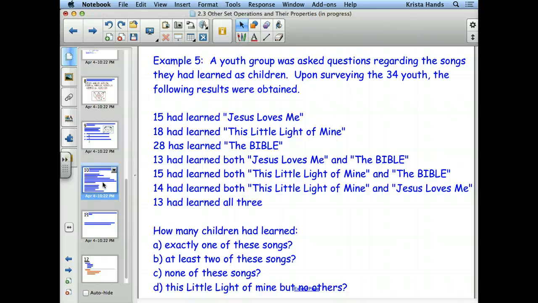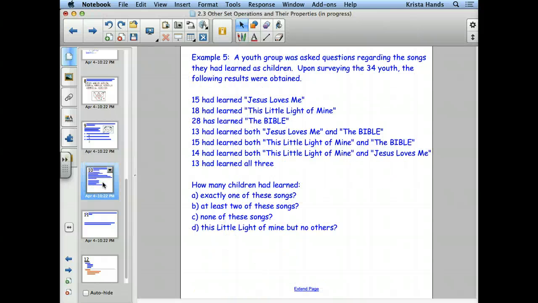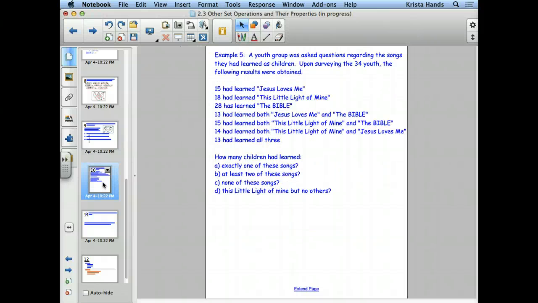Just take a deep breath. A lot of songs going on. And then we've got some questions about these songs and these students and so forth, right? We can use a Venn diagram to do this problem. How many circles are in my Venn diagram? 3. And there's 3 different songs, right?